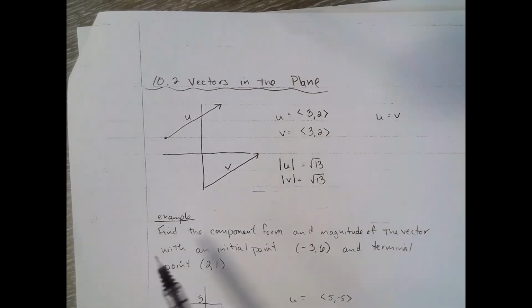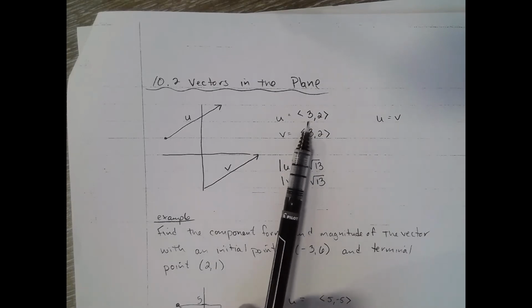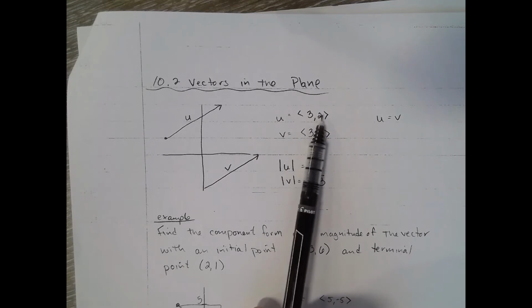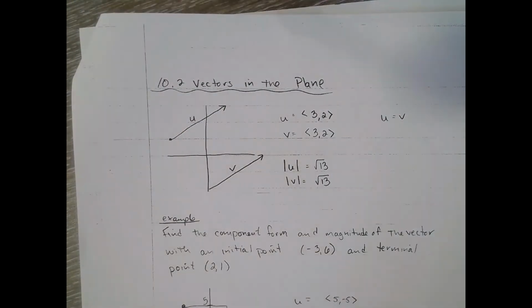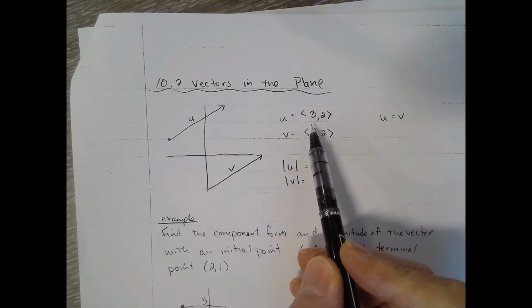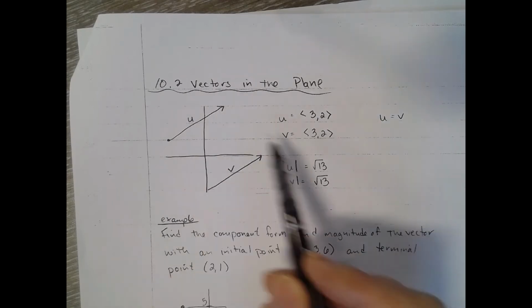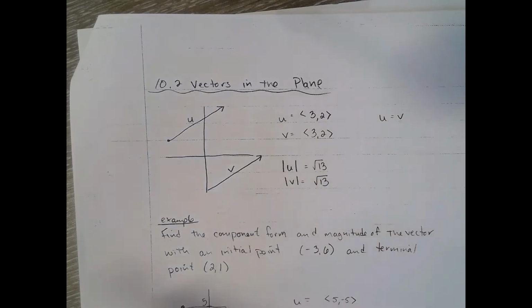So if you have u here, its component form is <3, 2>. You know it's a vector because it's got the arrow up here, and it's got angle brackets, not parentheses. That means we have 3 in the horizontal component and 2 in the vertical component, and there's u. Notice that v is also <3, 2>, but it has a different location.